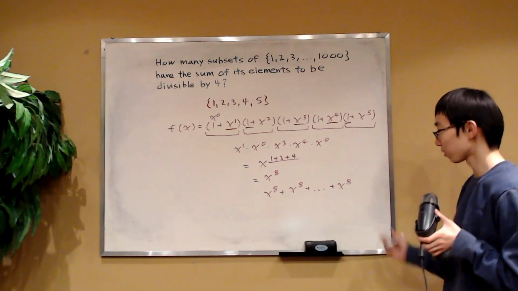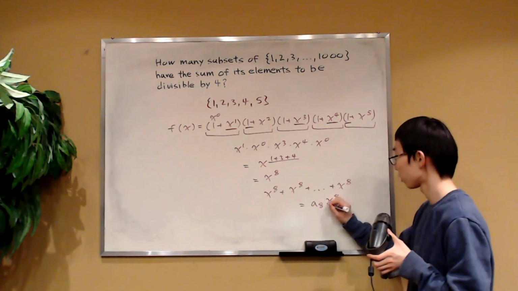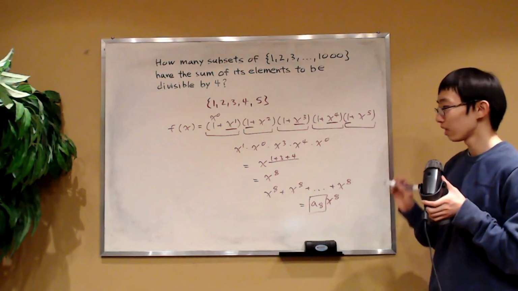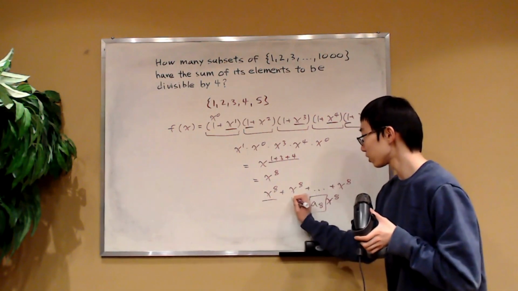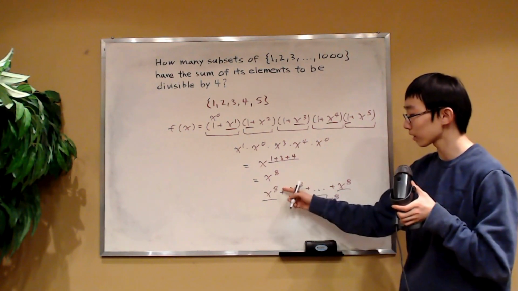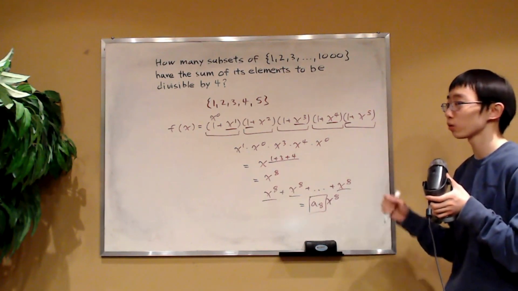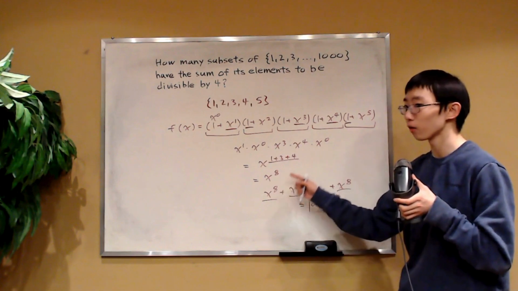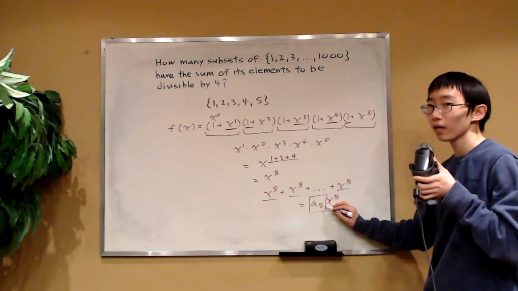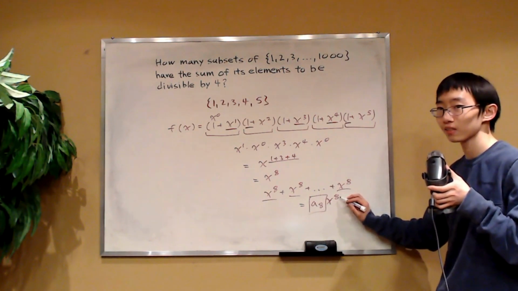We usually collect them. So we're going to have a coefficient in front of x to the 8. Now, what does this coefficient represent? Well, remember, each of these x to the 8 terms came from a way of having the exponent add to 8, which is corresponding to a subset that has a sum of 8. Therefore, this coefficient tells you how many subsets there are to get a sum of 8.